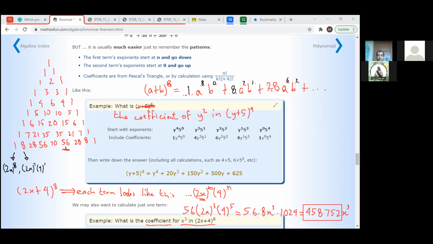Oh, iya ya Mister. Berarti itu 400.000 itu koefisien X pangkat 3-nya gitu ya, Mister? Betul, koefisiennya saja. Oke, thank you, Mister. Oke, welcome.